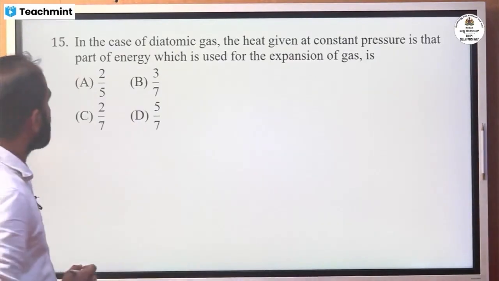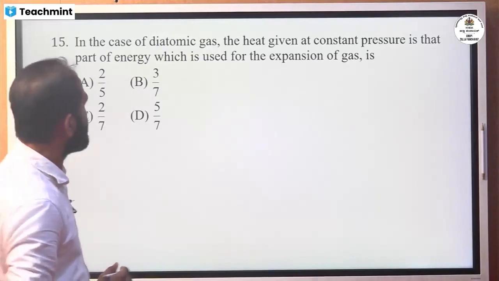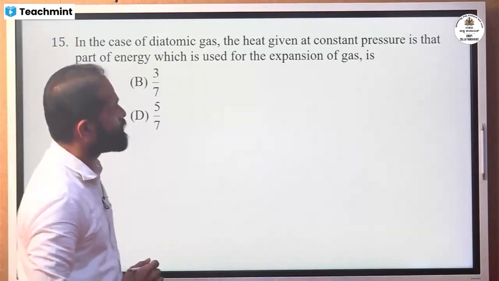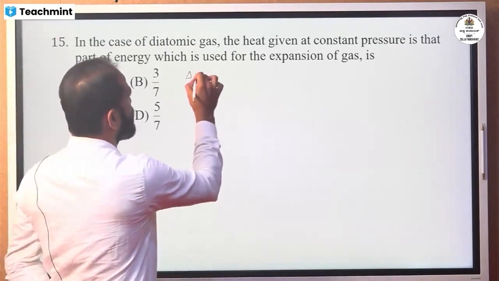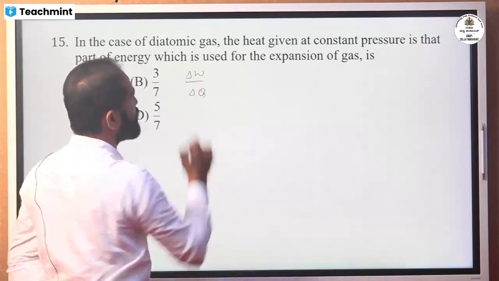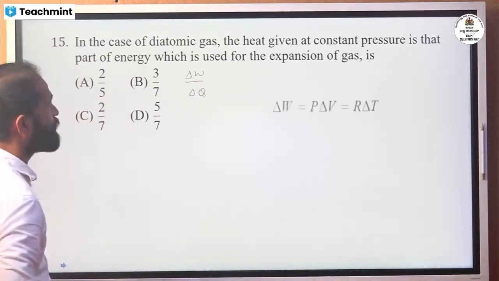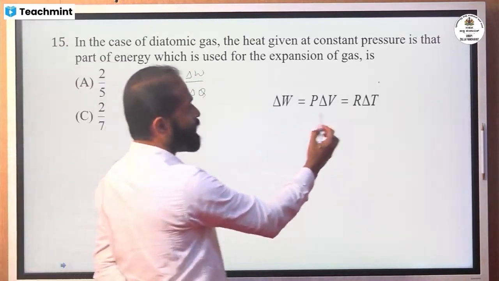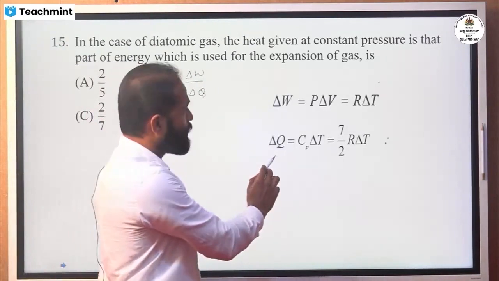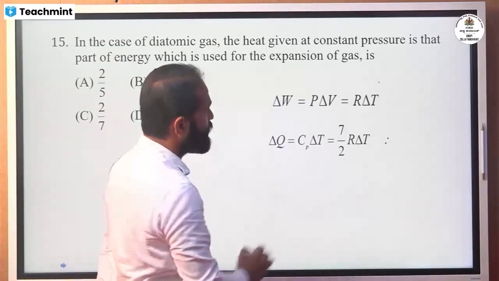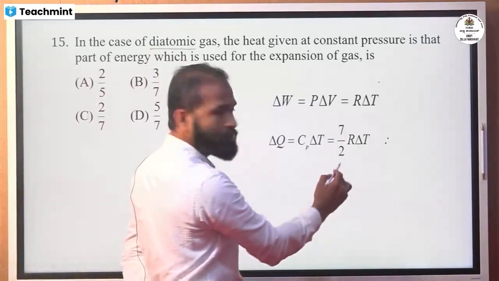Question 15. In the case of a diatomic gas, the heat given at constant pressure, that part of energy which is used for the expansion of the gas is. So what we have to find is the ratio of work done to the heat supplied, that is, how much part of the heat supplied is converted into work. So let's use the equation. Work done can be written as P into delta V. Similarly, the heat supplied at constant pressure can be written as Cp into delta T. But since the gas is a diatomic gas, the Cp value is 7 by 2 R.